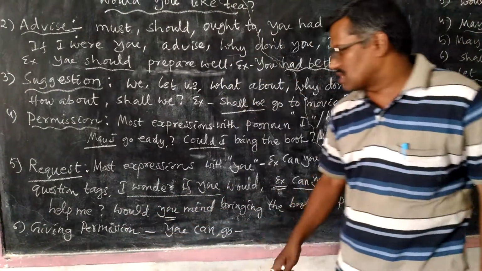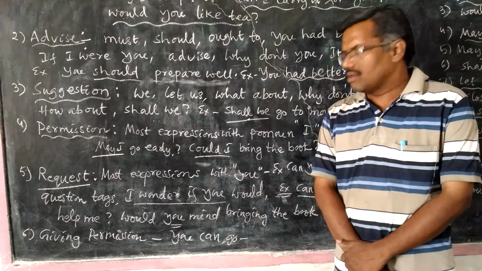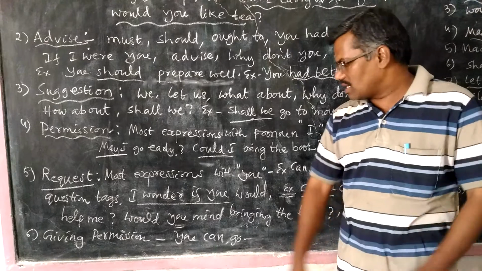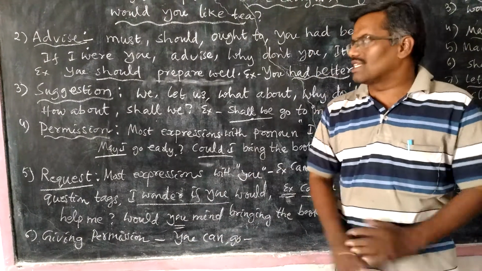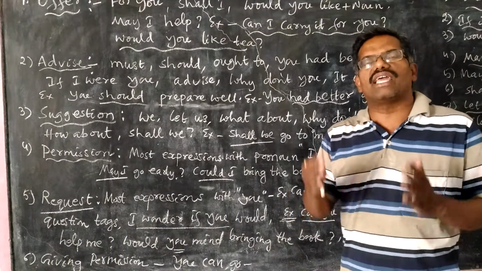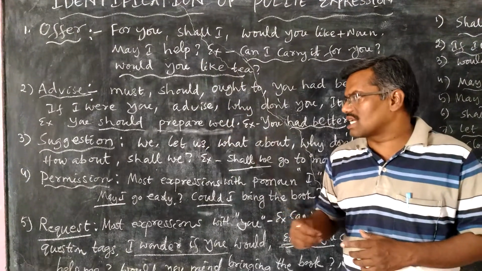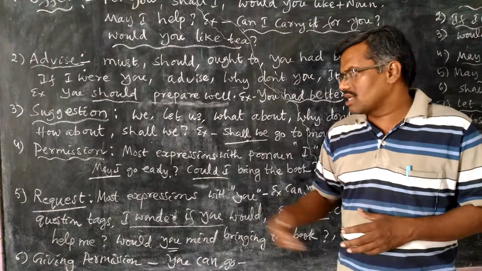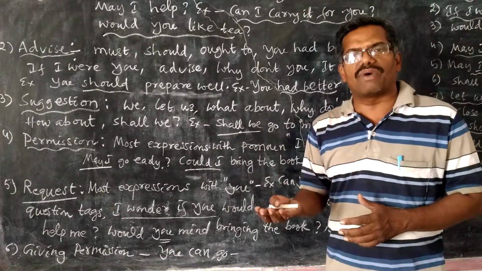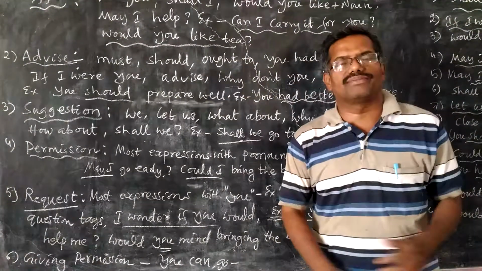Last one, giving permission. Whenever we have you can, it can be used for giving permission. That means it should be in positive form. Then it is called giving permission. In this way, these are some of the expressions with the help of which we can identify whether a given polite expression is an offer or an advice or a suggestion or a permission or a request or giving permission. Well, let us see how these things will help us in identifying those polite forms in examples.